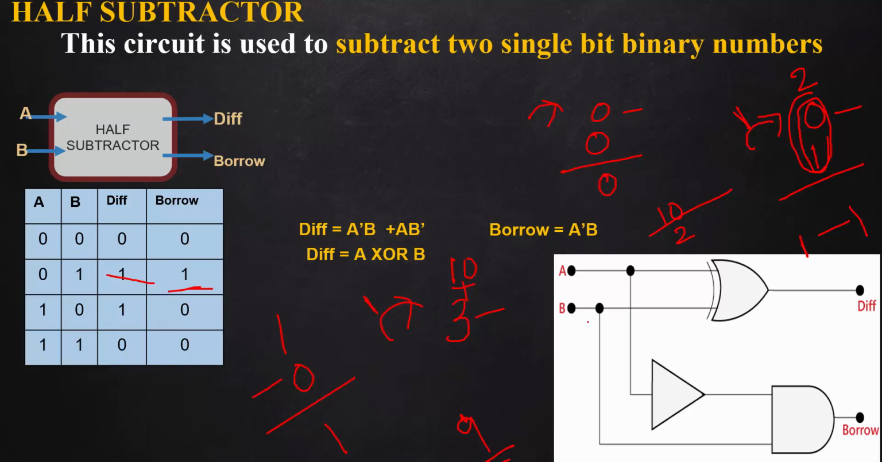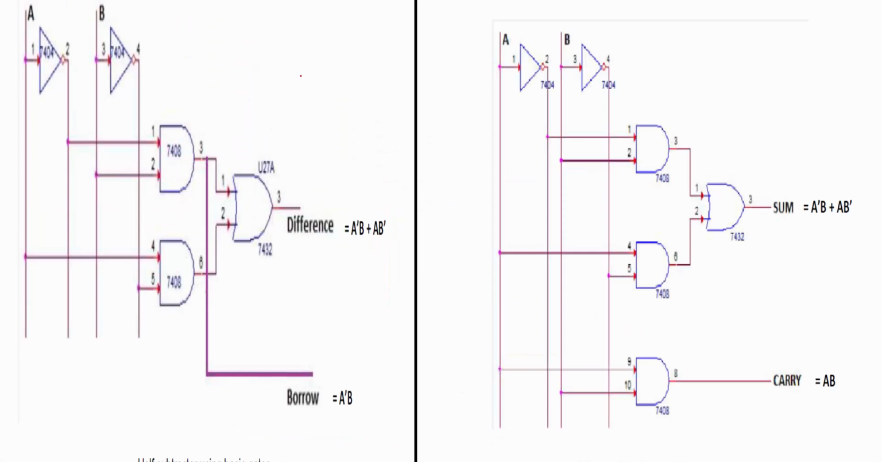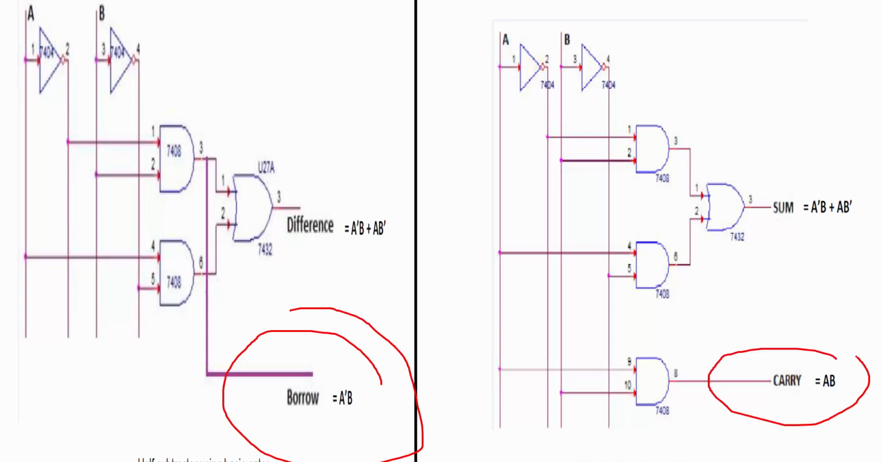And suppose the question is for implementing the circuit without using this XOR gate, and you are provided with only those basic gates. In that case, the circuit is this one. This is exactly like our half adder circuit. The only one difference is this borrow part. Here the carry part is AB. Here it is A bar B. So after implementing this half adder circuit, we can keep this sum part as it is here, because sum part of half adder and the difference part of half subtractor is the same. It is A XOR B.